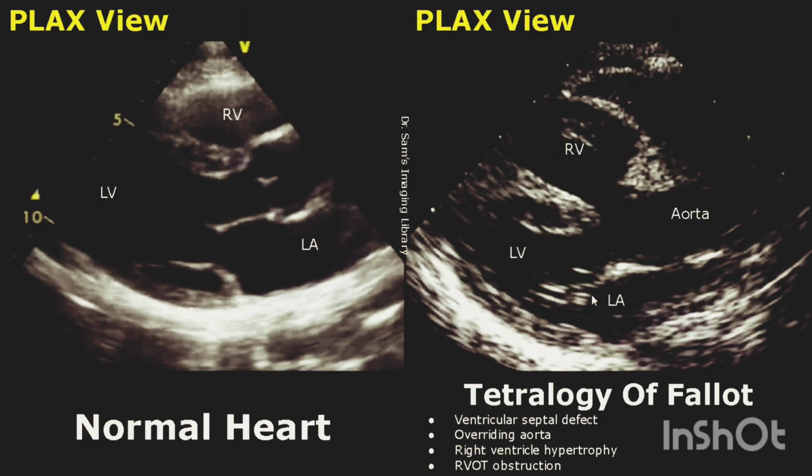Tetralogy of Fallot is a congenital heart anomaly consisting of 4 features. It consists of ventricular septal defect, an overriding aorta in which the aorta is centered right above the ventricular septum, between both the ventricles. Also, there will be right ventricular hypertrophy, and the fourth feature will be right ventricular outflow obstruction.